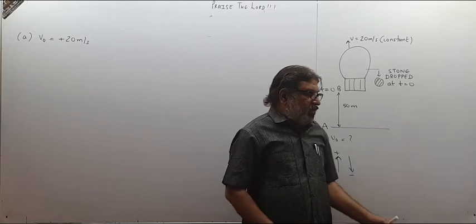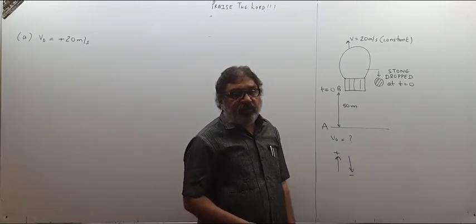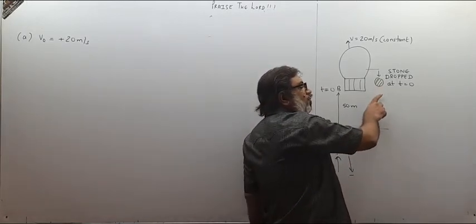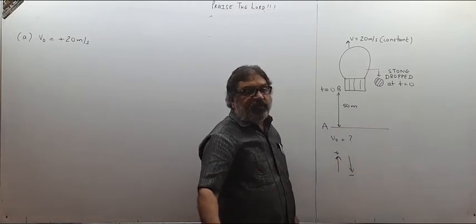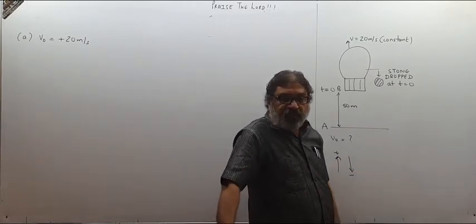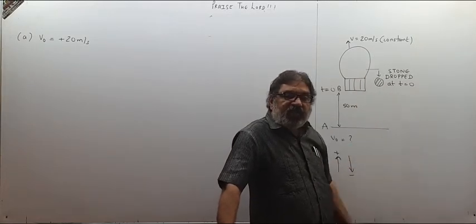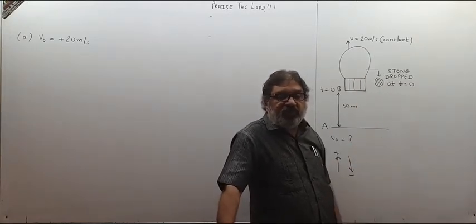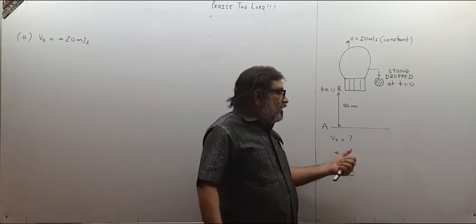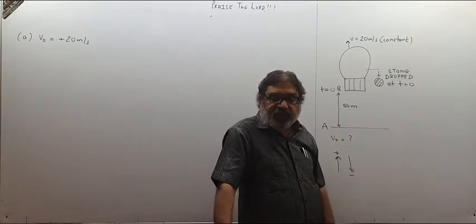So from a person looking from the ground, it will feel that somebody has thrown the stone upward with a speed of 20 meters per second. He has to think like that: that somebody from a height of 50 meters has thrown the stone in upward direction with a speed of 20 meters per second. That is what the person will see from the ground. Please try to understand.